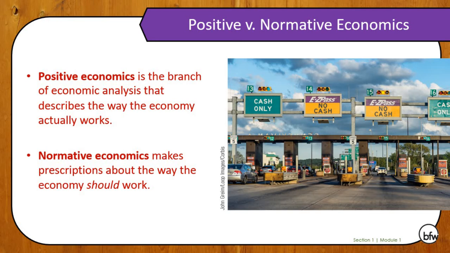Alright. Now, there are two different schools of thought within economics. The first one is positive economics. Positive economics is the branch of economic analysis that describes the way that the economy actually works. So they're going to study and model actually what happens. Normative makes prescriptions about the way that the economy should work. So they'll set scenarios and they'll say, if we do X, then Y should happen, right? If we tax incomes at 90%, then this will happen, right?